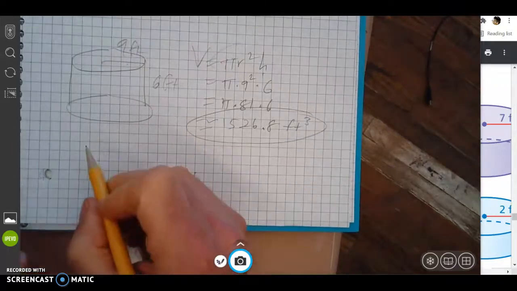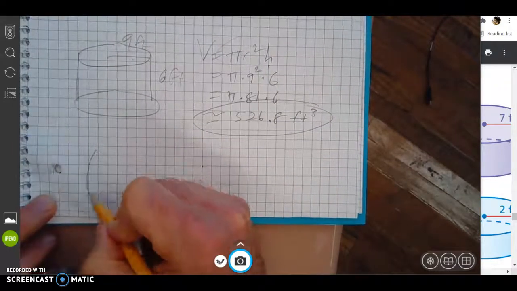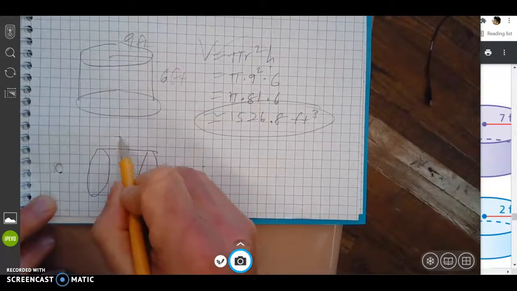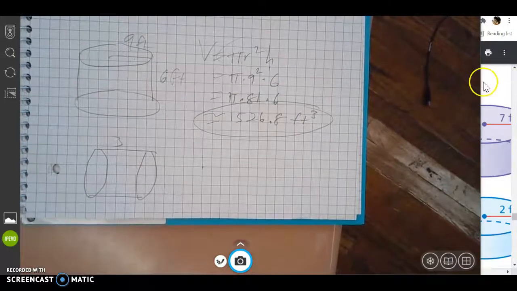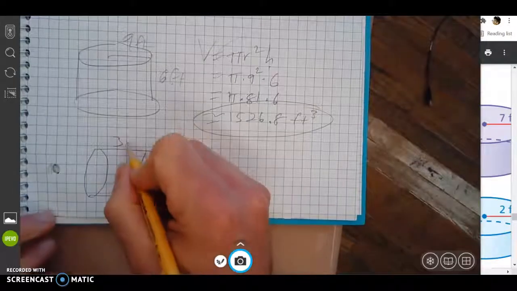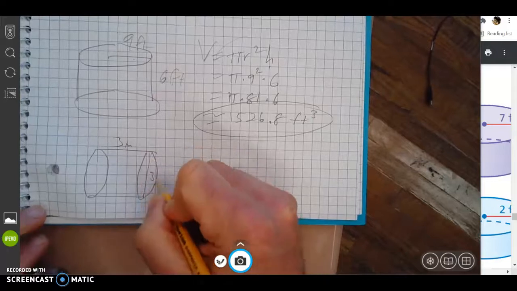All right, and we have the next one. It looks like this. They put it on the side. This is like the second one over. And this is 3 meters and 3 meters, right? So 3 meters, and this is 3 meters.